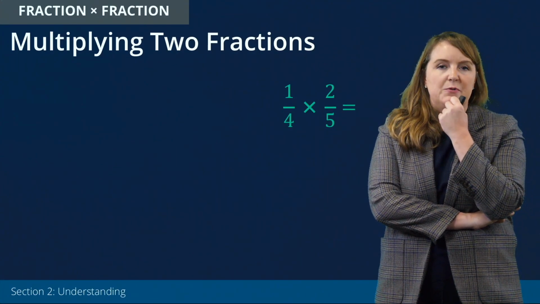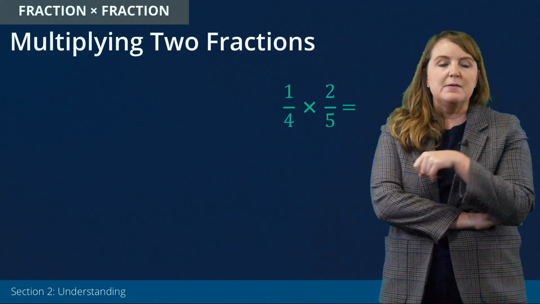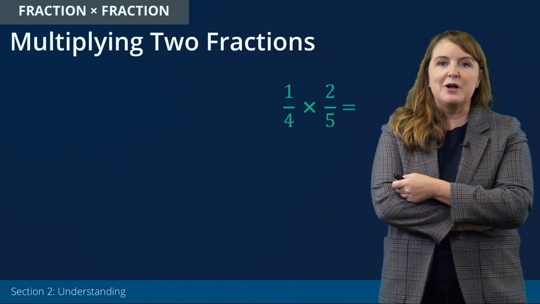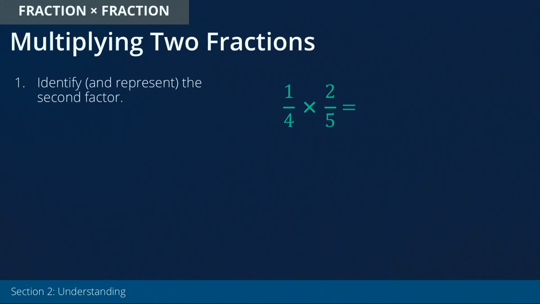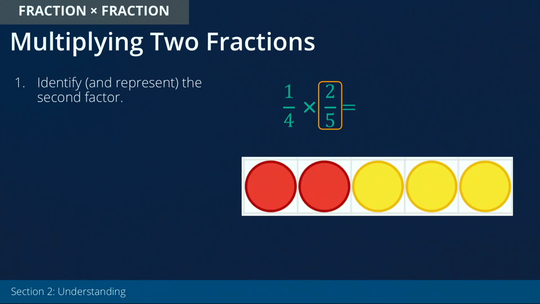Let's look at another example, but this time, instead of thinking about that length model, let's use some two-color counters. Let's see what it looks like. First, we're going to identify and represent the second factor. Here in this problem, the second factor is 2/5, so I'm going to show 2/5 with my two-color counters. This time I'm using virtual two-color counters. So in this set of 5, 2 are red, and the other 3 yellow are holding place to hold that set of 5.